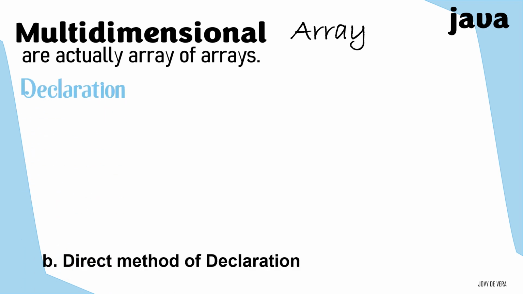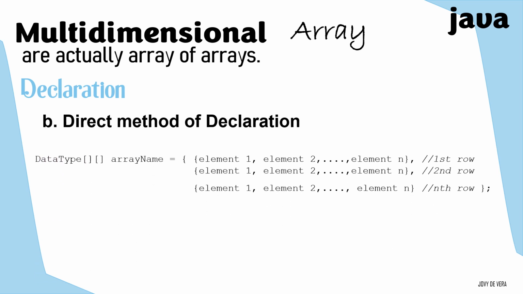The direct method of declaration, this one: the data type comes first, and then the two square brackets followed by the array name. Okay, this is the array name, and then the elements of an array. So the first row is enclosed with curly braces, then the elements are separated by commas. Then you're going to repeat this one. This will vary depending on how many rows you are going to produce. So first row, second row, and the nth row refers to the last row.